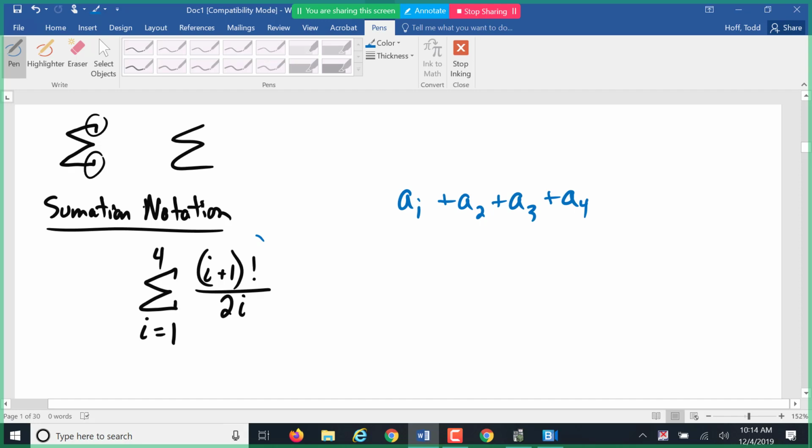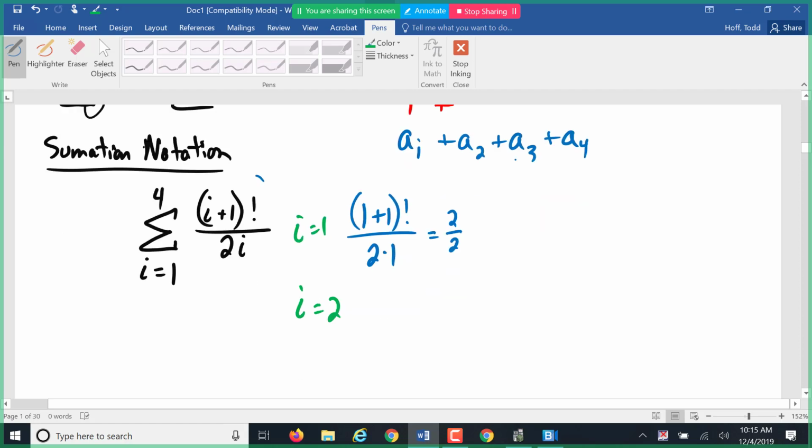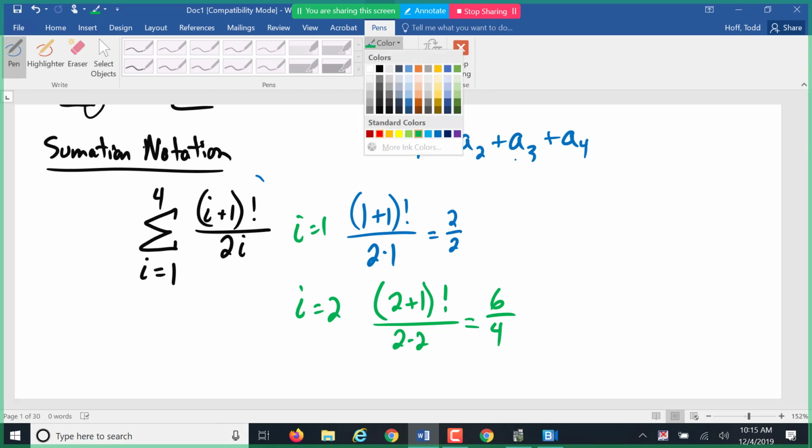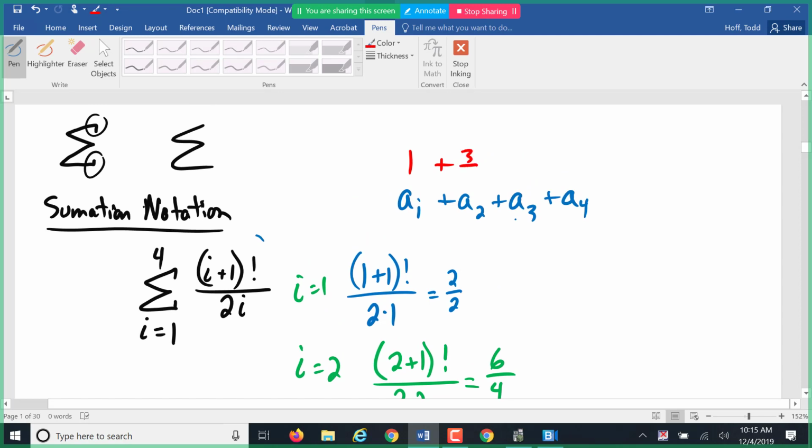So, if i is 1, 1 plus 1 factorial over 2 times 1, well, that's just going to be 2 over 2, which is 1. So a1 is 1. So that was for i equals 1. For i equals 2, we have 2 plus 1 factorial over 2 times 2. Well, 2 plus 1 is 3. 3 factorial is 6. 2 times 2 is 4. So that's 3 halves is what that reduces to. So a2 is 3 over 2.